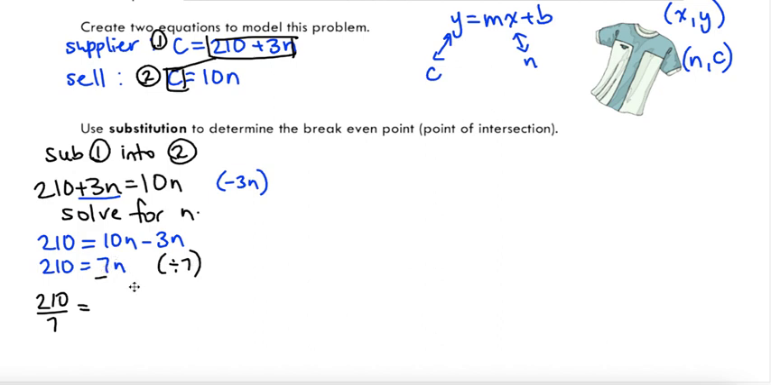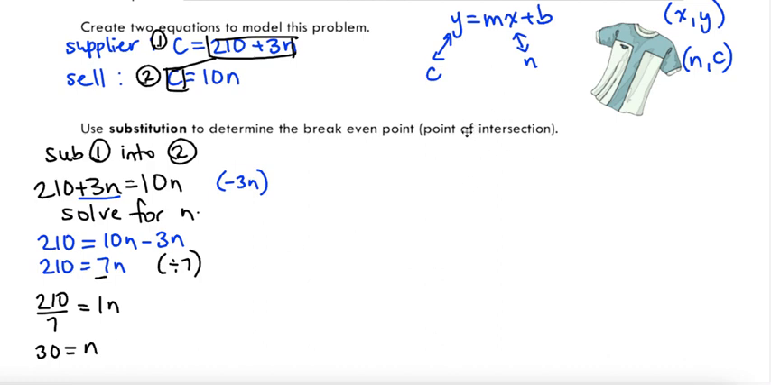7 divided by 7 is 1, or 1n. And 210 divided by 7 is 30, so 30 is equal to n. So far, what I've just discovered is that the number of t-shirts that needs to be sold in order to break even would be 30.